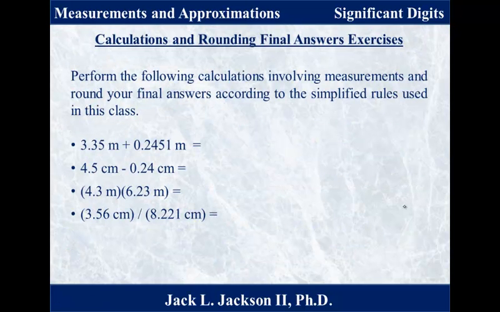Alright, so here's some practice using exactly what we just said. Use these simplified rules for deciding where to round off. You're going to work these out, not rounded off, write that out first, then a final step would be rounding these off to the appropriate number of significant digits, the appropriate precision. Okay, go ahead and do this now. Press pause and then come back when you're done.